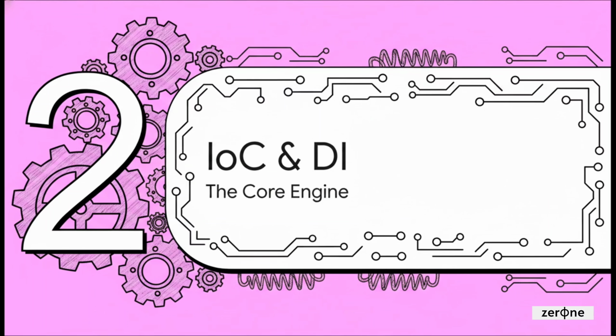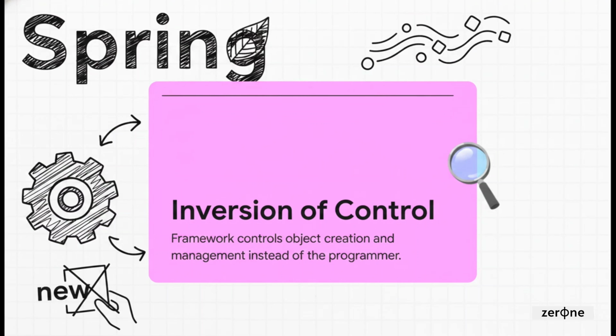Moving right along to Section 2, Inversion of Control and Dependency Injection. This is the core engine that makes everything run. So, what is inversion of control, or IoC? This is the defining characteristic of Spring. In standard Java programming, if your code needs an object to do something, you manually build it using the new keyword, right? You are micromanaging, you are in total control of that object's life.